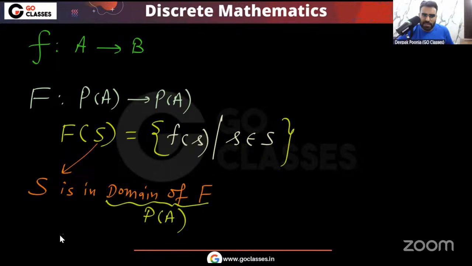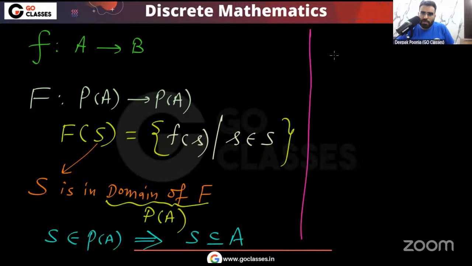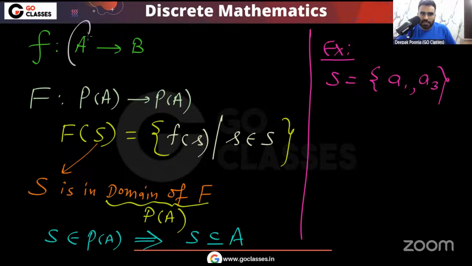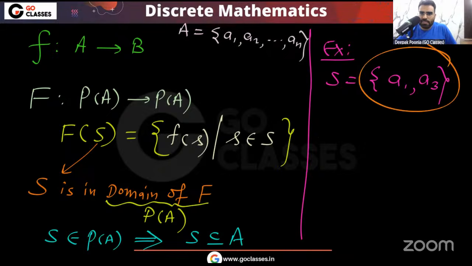Now, if S belongs to the power set of A, then it means that S is basically a subset of capital A, correct? So remember this capital S is a subset of capital A. For example, let's assume this capital S is A1, A3. Then this capital S is a subset of A, where A is A1, A2, and so on, AN. This is your capital A.